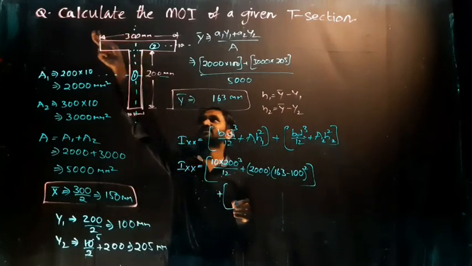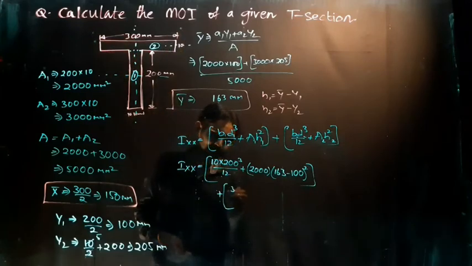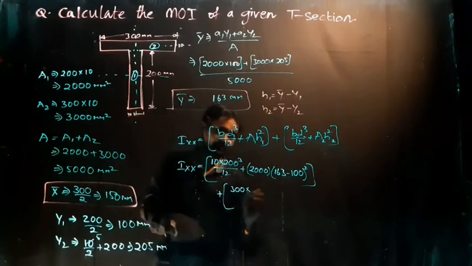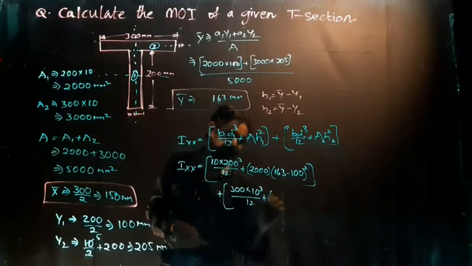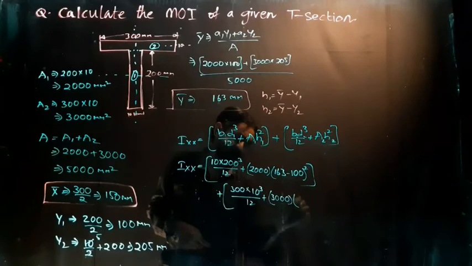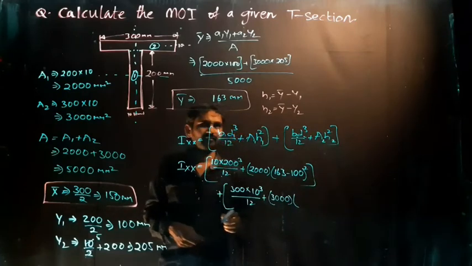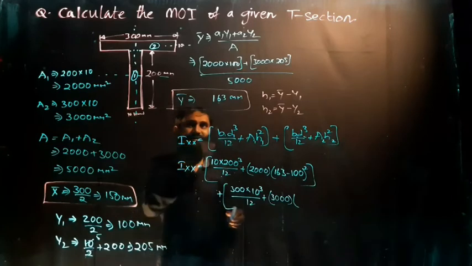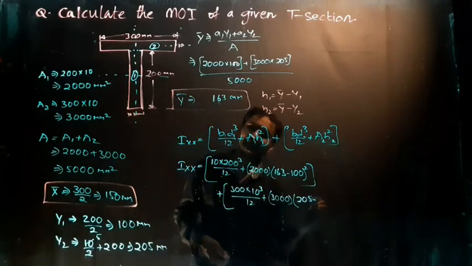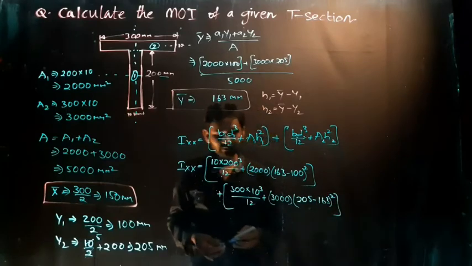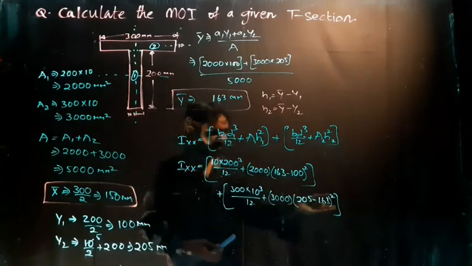Plus I am writing here B2, the width of the section. Here the width is 300 into depth 10 cube by 12, plus the area, which will be 3000, into H2, in the sense y bar minus y2. Here y2 is greater than y bar, so you can write 205 minus 163, because heights will not be negative.